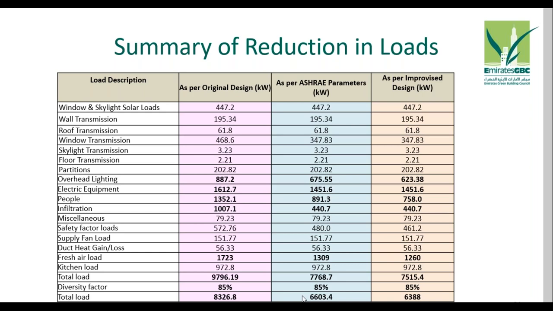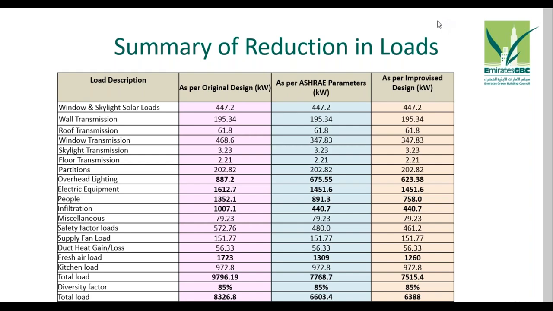On this total load, the constant diversity of 85% for selection of equipment was applied. So the total load from almost 9,800 kilowatt, as we applied diversity to the original design, was 8,326 kilowatt. While the application of standards and detailed application of the parameters established the total load itself as 7,500 kilowatt, which is much lower than the demand load established in the initial design.